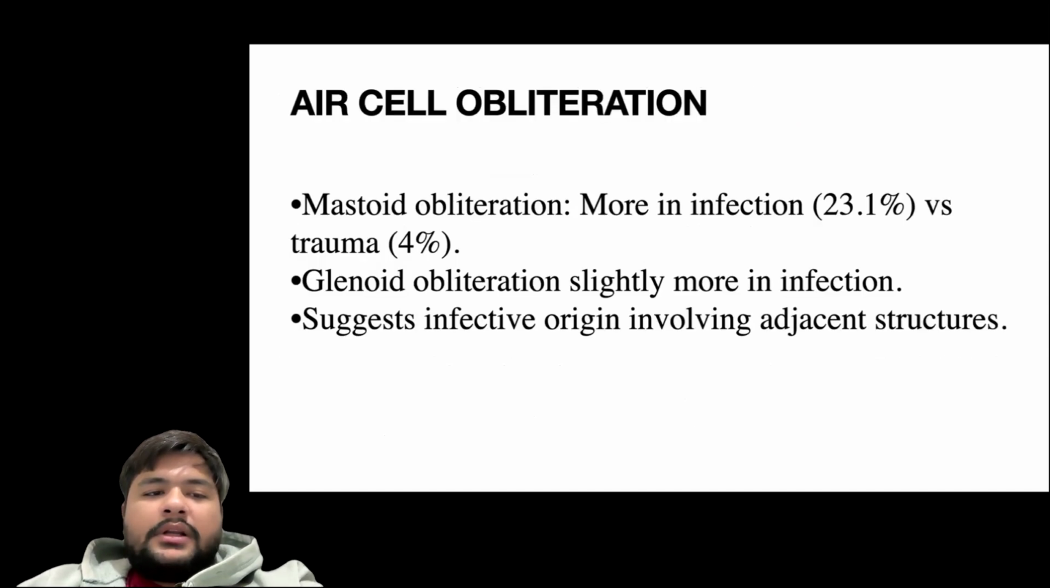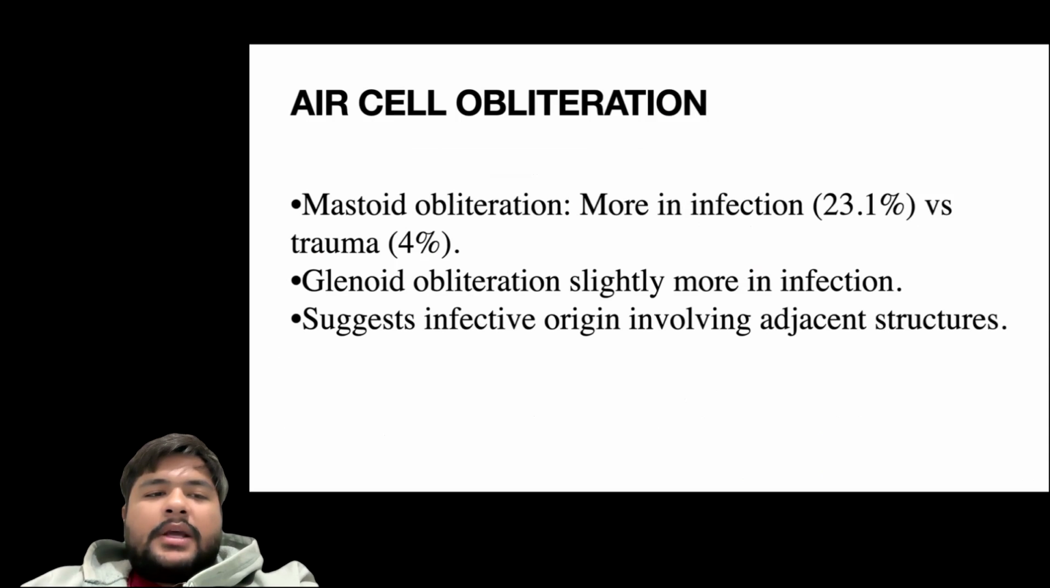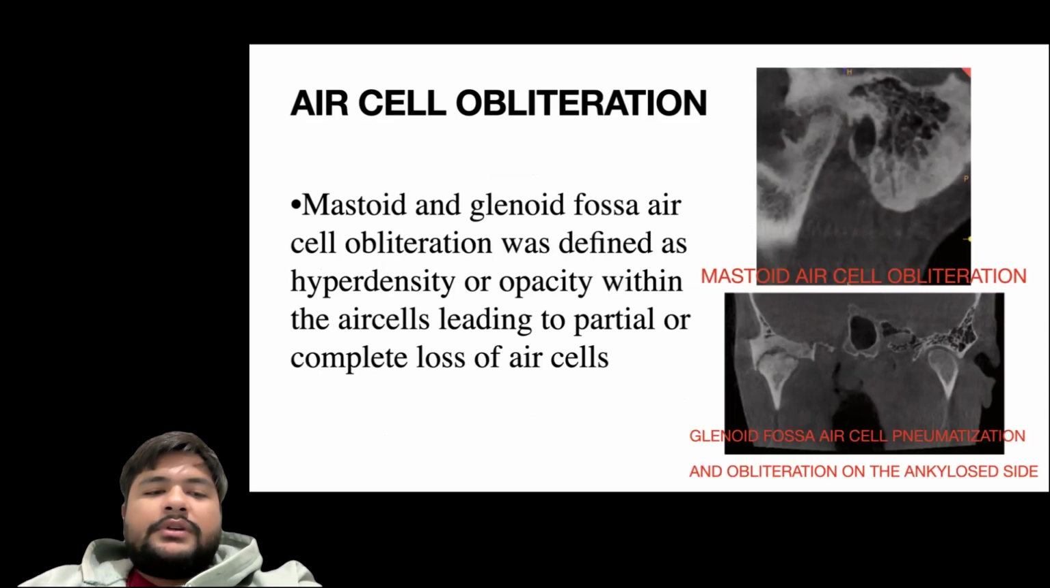Then the air cell obliteration, the mastoid obliteration, was more in infection, 23.1% versus trauma. Glenoid obliteration was slightly more in infection, and suggests infective origin involving adjacent structures. Coming to the air cell obliteration, the mastoid and glenoid fossa air cell obliteration was defined as the hyperdensity or opacity within the air cells, leading to partial or complete loss of the air cells. In both these images, we can see the mastoid air cell obliteration, and in the second image, we can see the glenoid fossa air cell pneumatization and obliteration of the ankylosed side.